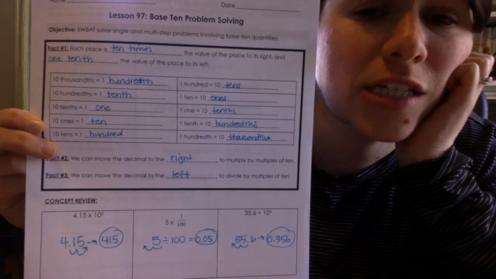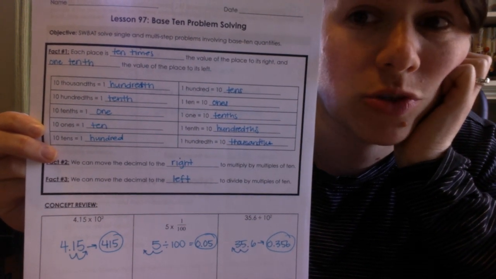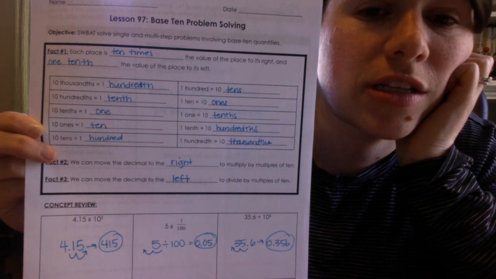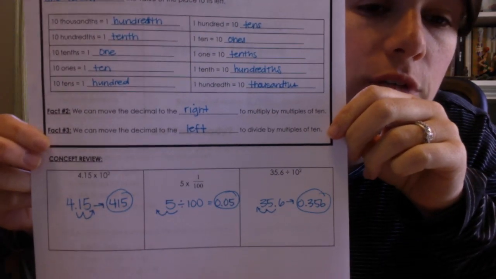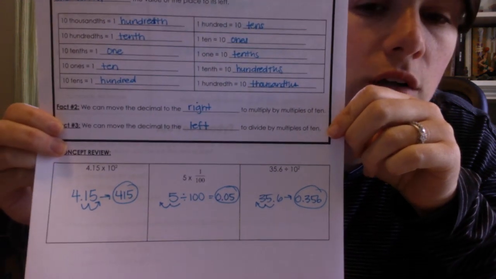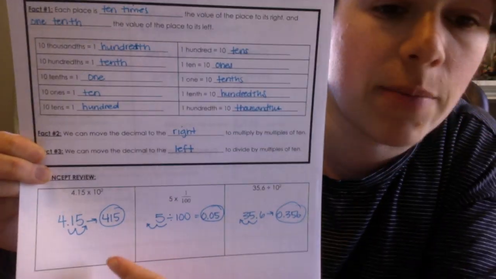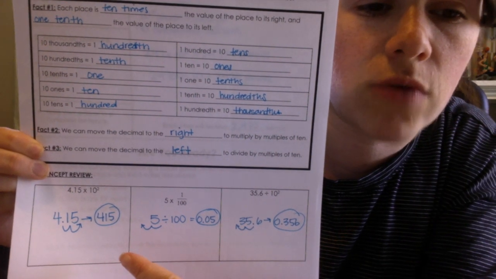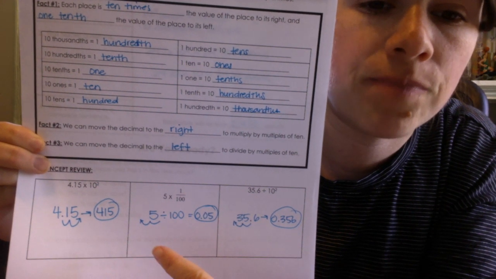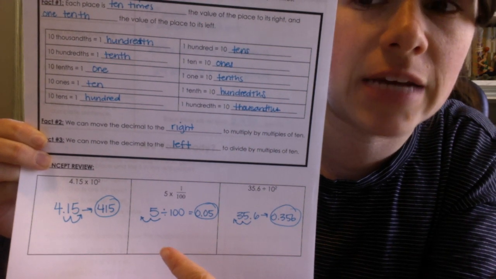So as we move the decimal to the right, we multiply by multiples of 10. As we move the decimal to the left, we are dividing by multiples of 10. So a quick concept review down here is the same thing we've been doing for a long time, just in a few different ways. So 4.15 times 10 to the second power means move the decimal 2 places to the right, giving you 415. This one's a little trickier, 5 times 1 over 100.